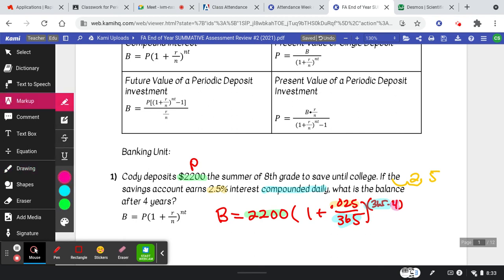Okay, you guys are ready to go into Desmos? You're going to keep your heads down looking at your computers, not peeking up at my screen, and then look up when you've got it to make sure. I'm going to give you guys a second. Some of you are still writing this. So 2,200 times 1 plus 0.025 divided by daily 365 to the power of 365 times 4, NT.